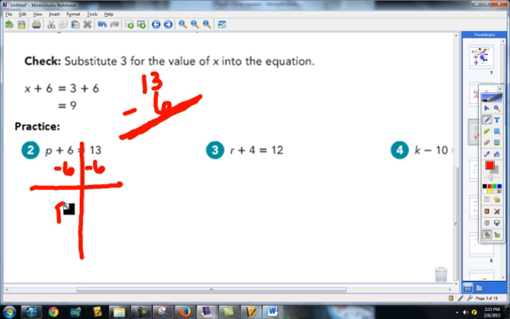That leaves you with P on this side. Put my equal sign back in. 13 minus 6 is going to give me 7. Now remember, most important part here, take that number now and take a second to plug it back in, just to be sure that it does indeed equal 13. And it does. 7 plus 6 is 13.